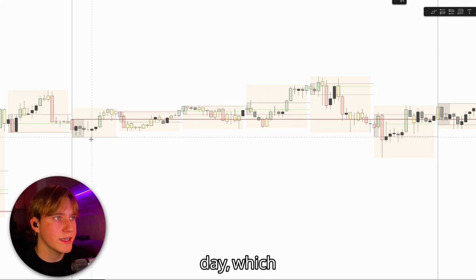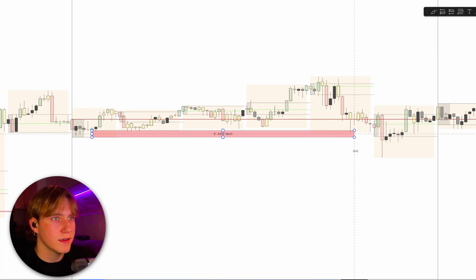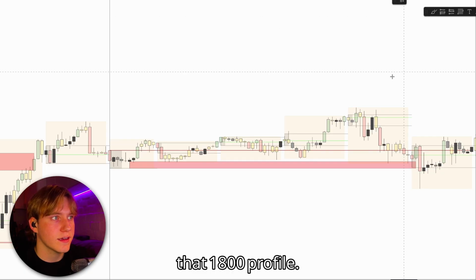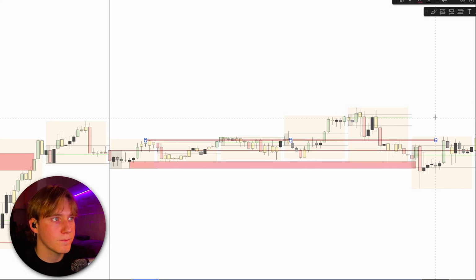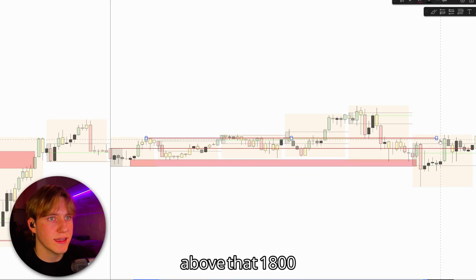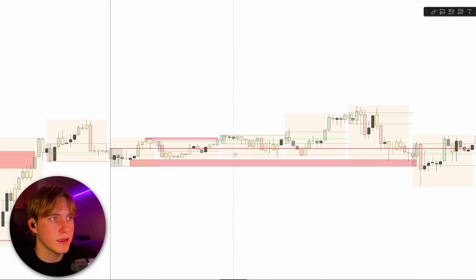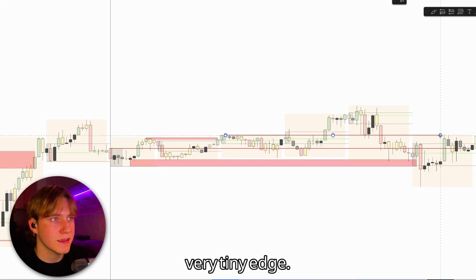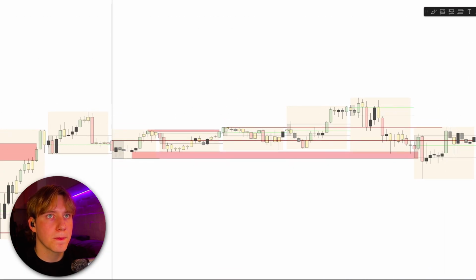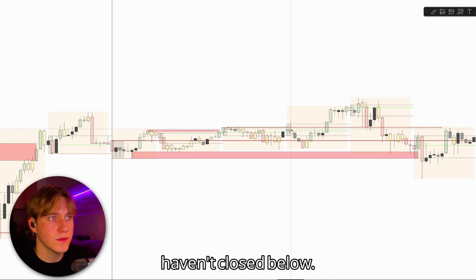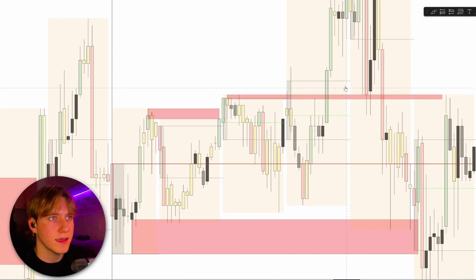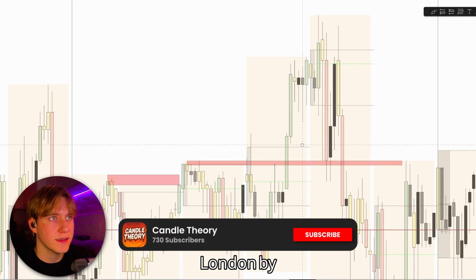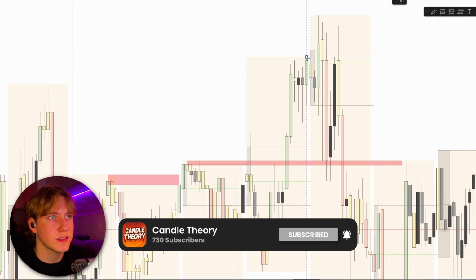It's a bit of a smaller day, which is okay. Let's draw out this low of that 1800 profile, and then we have this high of this 1800 profile. And we can see price closing above that 1800 profile in London. Once we do, we create a very tiny edge. We still haven't closed below, so we'll react still from that edge of London. And then price confirms above that edge of London by creating a brand new edge.